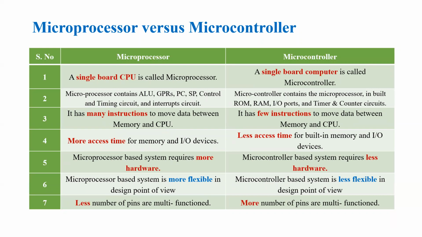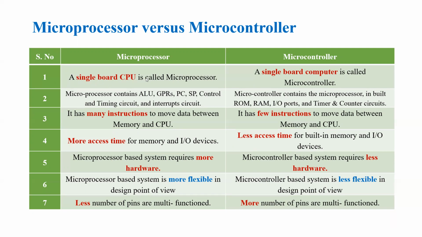And last, coming to the last one, is microprocessor versus microcontrollers. So here I would like to quote 7 points regarding processors and controllers. The first one is that a microprocessor is basically a single board CPU. We already know up to this. I quoted that a microprocessor is the CPU of a microcomputer. So I mentioned here that a single board CPU is called a microprocessor.